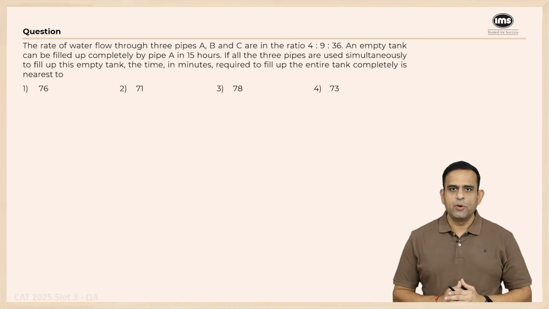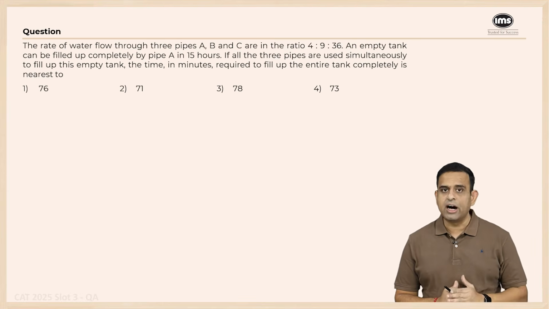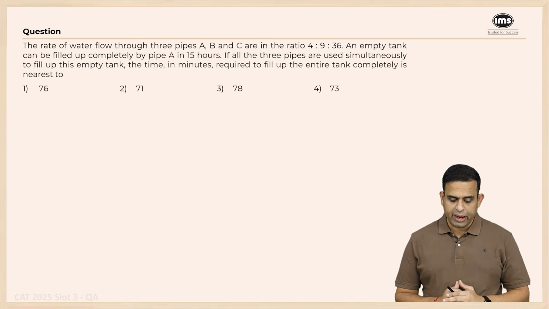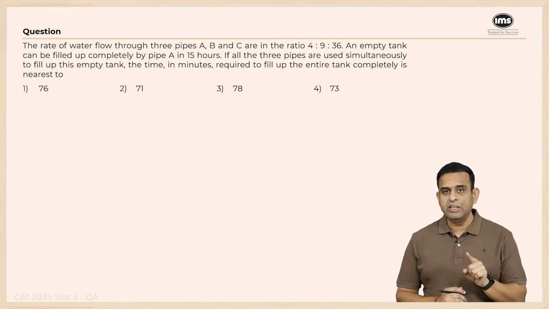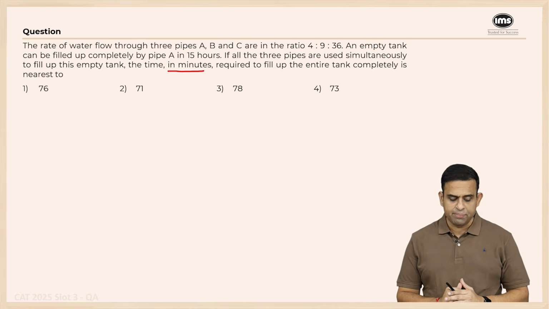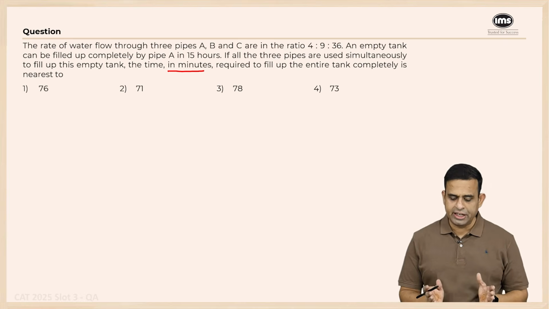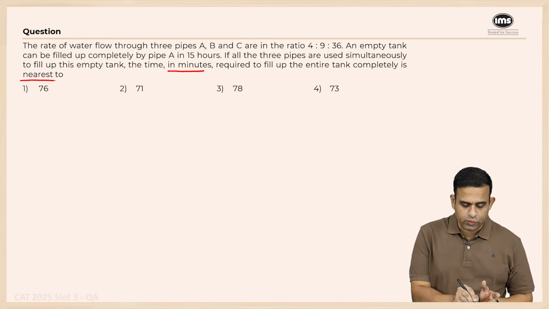If I look at this particular question, the rate of water flow through three pipes A, B and C are in the ratio of 4:9:36. An empty tank can be filled up completely by pipe A in 15 hours. If all the three pipes are used simultaneously to fill up this empty tank, the time in minutes, please note they want the time in minutes, required to fill up the entire tank completely is nearest to. Again, the answer they want is nearest to a particular integer, and that's what we want to approximate over here.